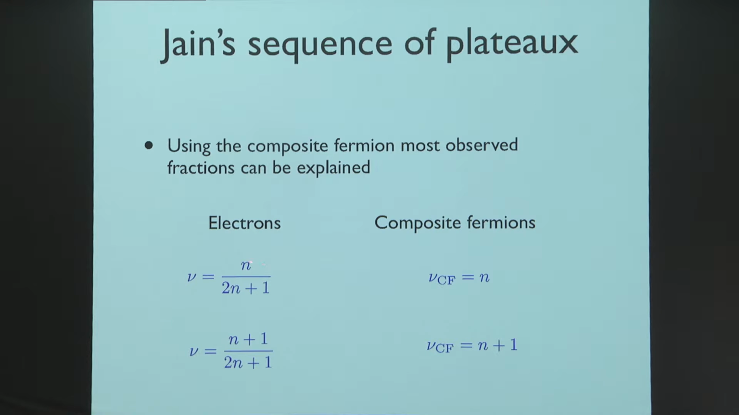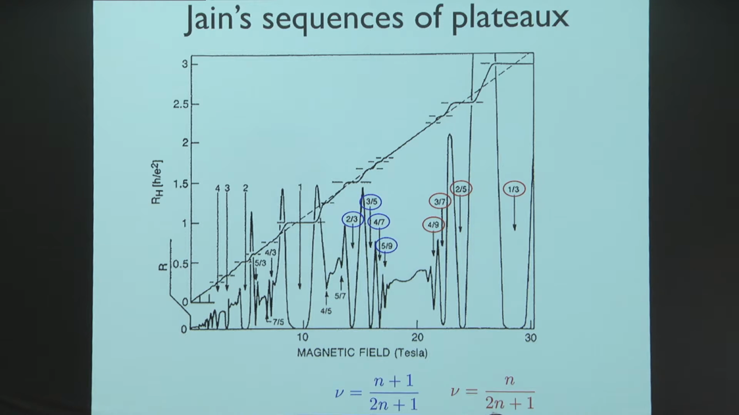Previously, we have considered n equal 1 in both of these cases. So these are the plateaus. These are the quantum Hall plateaus corresponding to the fractions that I have mentioned. I will call these fractions the Jain sequences of plateaus.